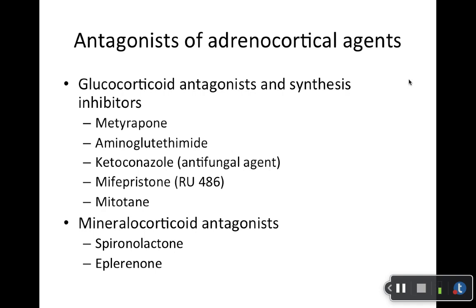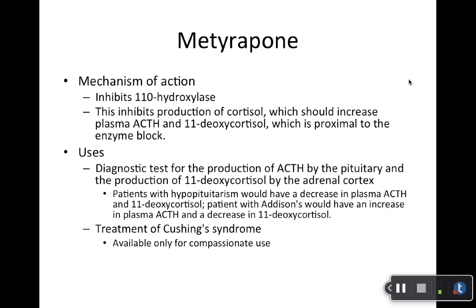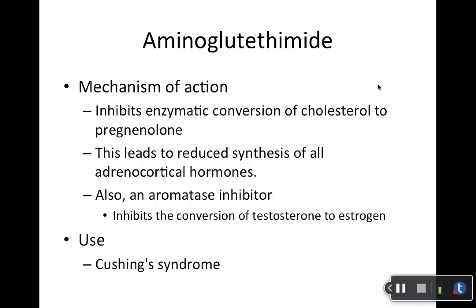All right, changing gears and getting to the end of this presentation, we have antagonists of adrenocortical agents. Here is the list. First off, we have metyrapone. This one is used for Cushing's syndrome. Just FYI on this one, don't worry about it too much for studying purposes, but definitely read through it. Next up, we have another medication used for Cushing's syndrome, aminoglutethimide.